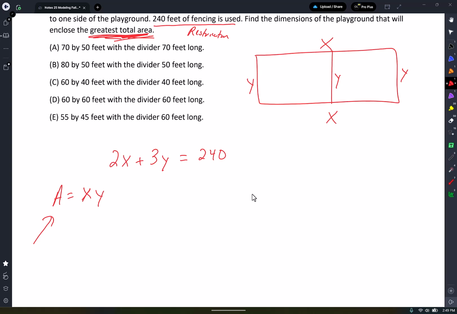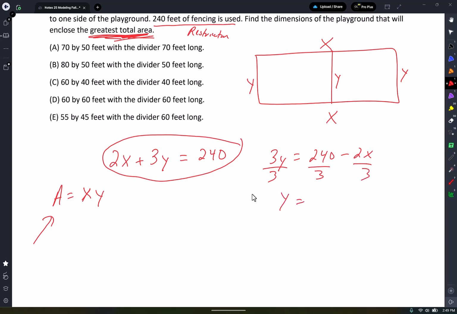So here you go, guys. Take this expression and solve for y so you can get everything in terms of x. So we're going to write 3y equals 240 minus 2x. Divide everything by 3. Y equals 3 goes in 24 8 times. So 80 minus 2/3 x.